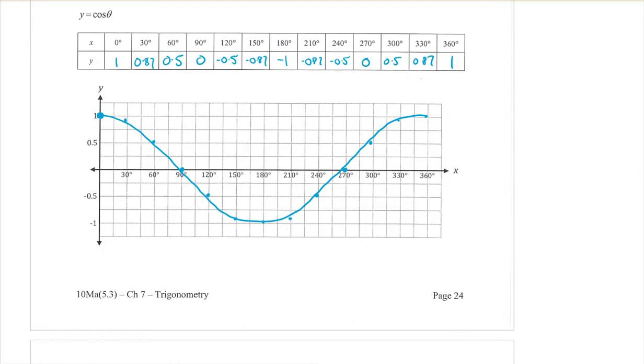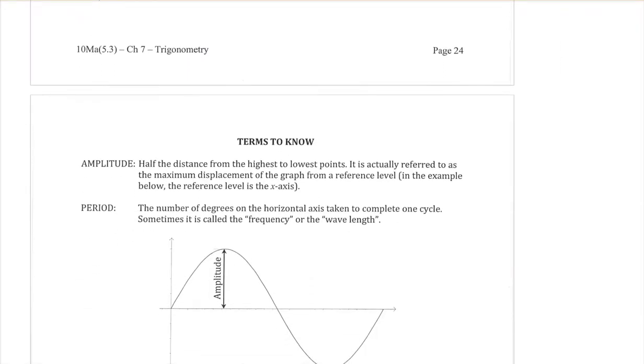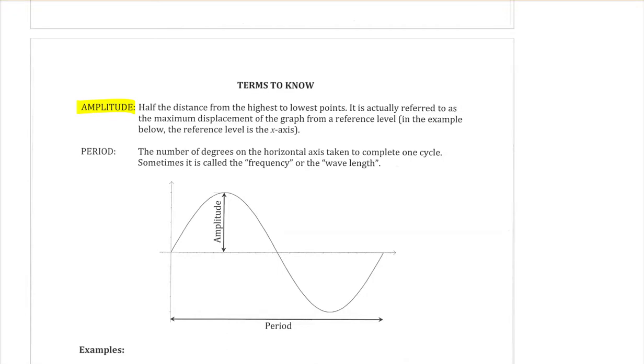Okay, so you need to be able to draw the sine and cos graph, and there are some words that you need to know on the next page to describe them. First of all, amplitude. Amplitude is half the distance from the highest to the lowest points. It is actually referred to as the maximum displacement of the graph from a reference level. So in the example below, the reference level is the x-axis, and that's going to be for our graphs as well. So from the x-axis, it's the maximum height that it gets to above the axis.